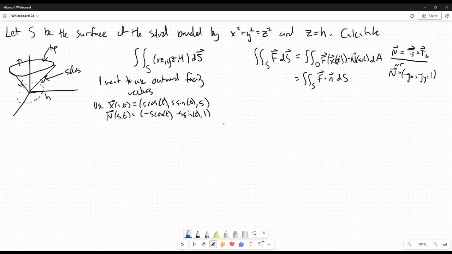And if you notice, those vectors actually point kind of like this. They're pointing inside our surface. And let's also take note: we are only talking about the sides right now. We are going to once again break this up into the sides and the top. So this is all for the sides. We're going to need to make our answer negative because this points the wrong way.